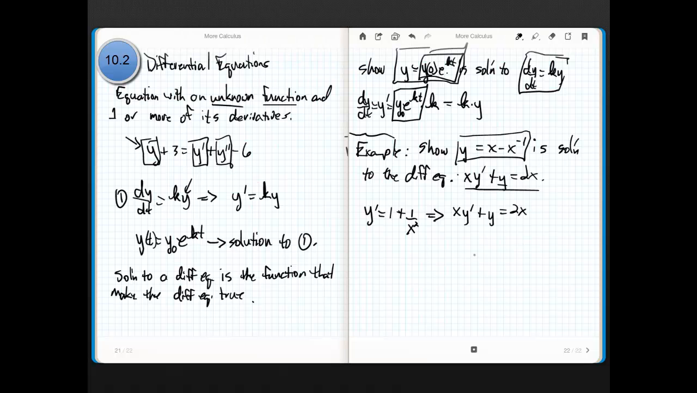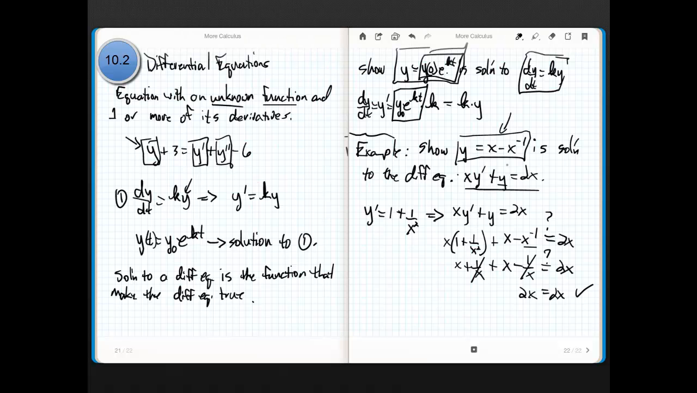Now remember, all I'm doing is showing that this is true. So I'm going to plug in my y prime. So x times 1 plus 1 over x squared, that's the y prime that I grabbed from here, plus y. Well, what's y? That's this guy right here, right? This is going to be x minus x to the negative 1. And then I have to show, think of this like a trig identity, does it equal 2x? Well, this turns into x plus 1 over x plus x minus, well, what's x to the negative 1? 1 over x. Does it equal 2x? Well, let's check. 1 over x minus 1 over x, those cancel, and I end up with 2x equals 2x. Check. This is a solution.